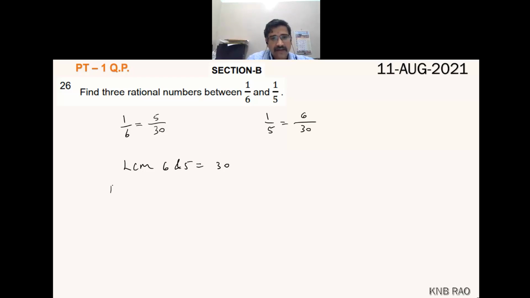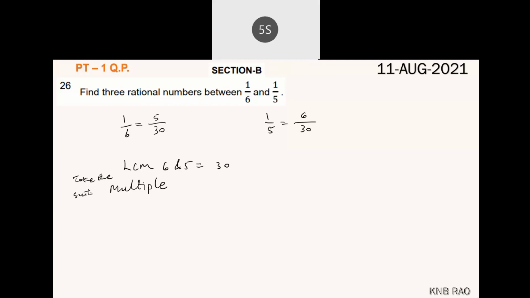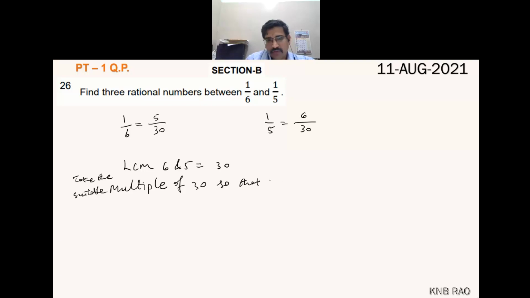Take a suitable multiple. Take 120 as a denominator, sir? Yes, a suitable multiple of 30, so that you could find the rational numbers. Okay.